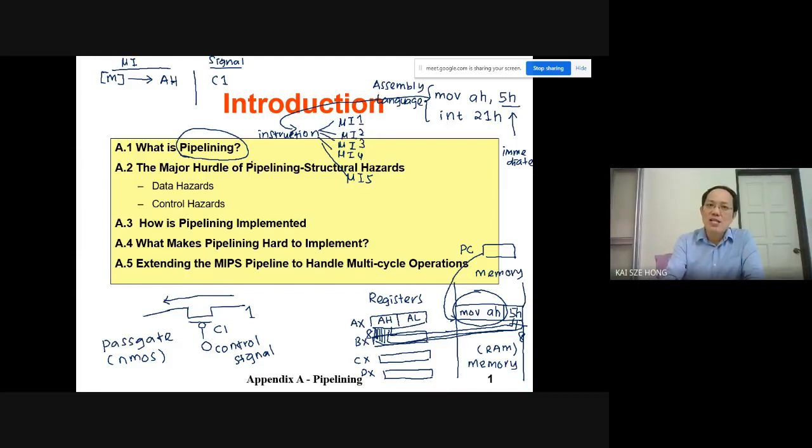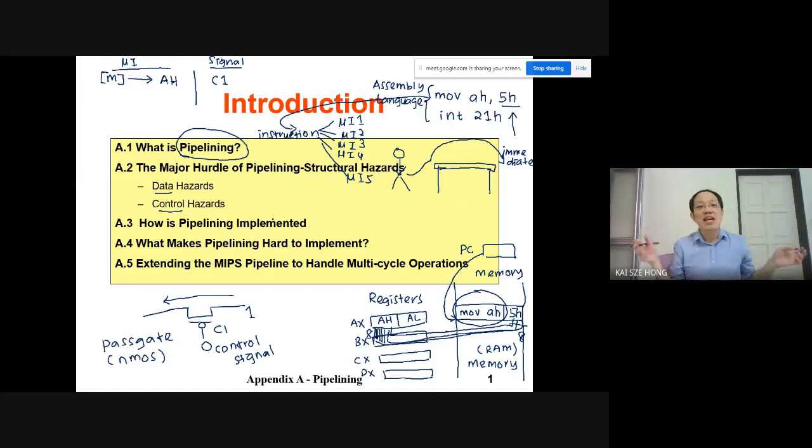Today, we are going to learn pipelining. What is pipelining? And second, the major hazard of pipelining, structural hazards. For example, let's say you join some school sports events, and some people are running. When you come to here, you have to jump, then only you can go through this hurdle, right? So what is the major hurdle of pipelining, structural hazards? What will happen if you do the pipelining? There are some problems. The first one is about the data. The second is about the control. We have the problem about this IH, and we also have the problem about the control signal here. So how is pipelining implemented? Later we will learn about this. And what makes pipelining hard to implement?